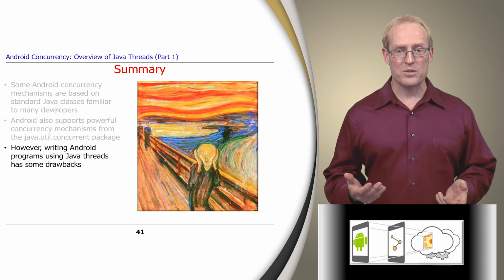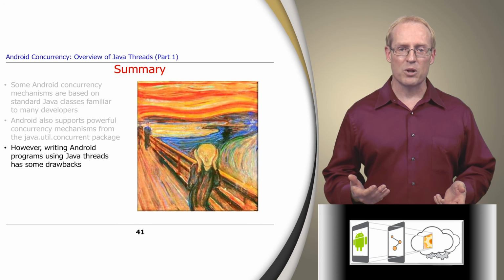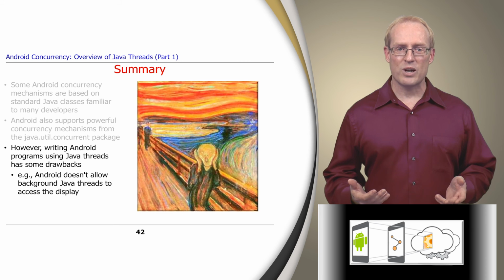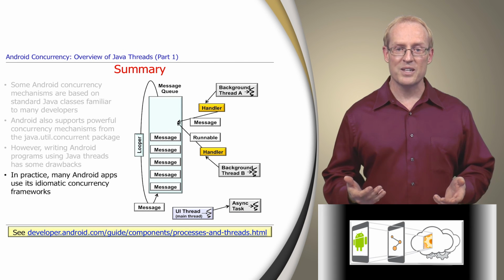Writing Android programs using Java threads has drawbacks, however, since it's subtly different than writing multi-threaded Java programs in other environments. For example, Android doesn't allow background Java threads to access the display, but instead requires them to post runnables or messages to the user interface thread's looper. In practice, therefore, many Android applications use the idiomatic concurrency frameworks that are described in this link and covered in the next module in this section.